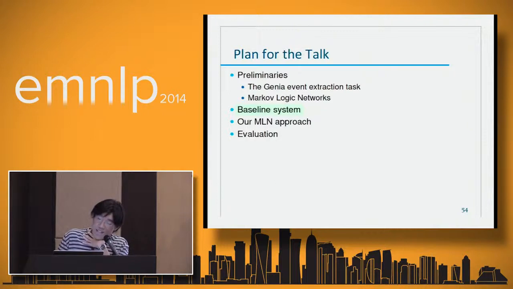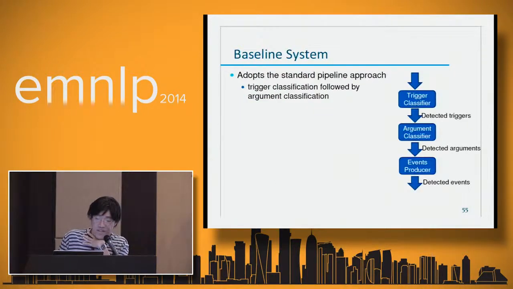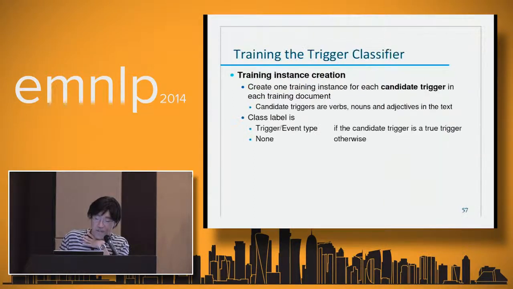Okay? So now let's take a look at our baseline system for event extraction, which adopts the standard pipeline approach involving trigger classification followed by argument classification. Let's take a look at trigger classification first. To train the trigger classifier, we do the following. We create one training instance for each candidate trigger in each training document, where a candidate trigger can be a verb, a noun, or an adjective in the associated text.